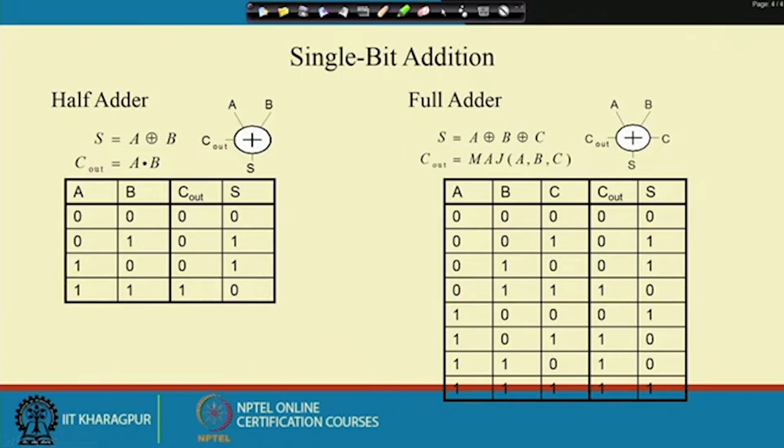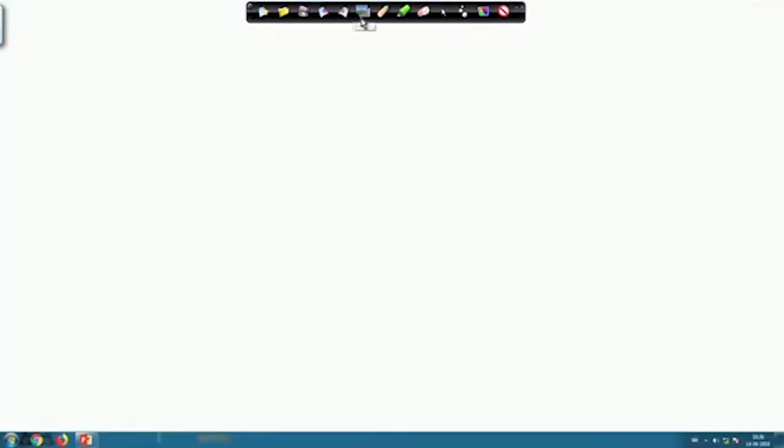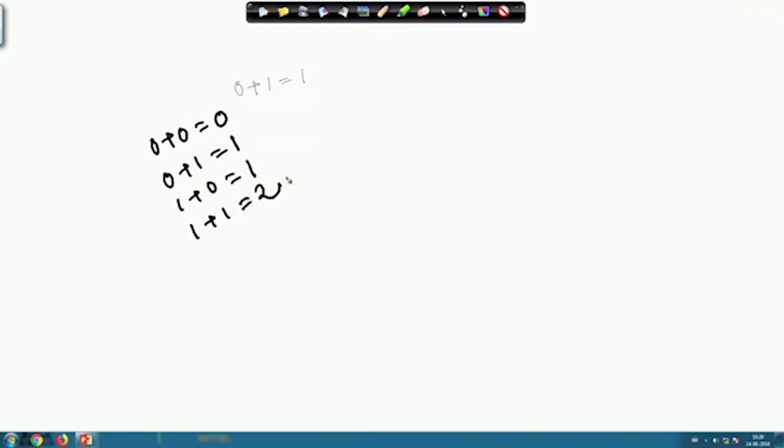Let me take one example. In decimal addition, 0 plus 1 is equal to 1. Initially, what we know is that 0 plus 0 is equal to 0. 0 plus 1 is equal to 1, 1 plus 0 is equal to 1, then 1 plus 1 is equal to 2 in decimal addition.